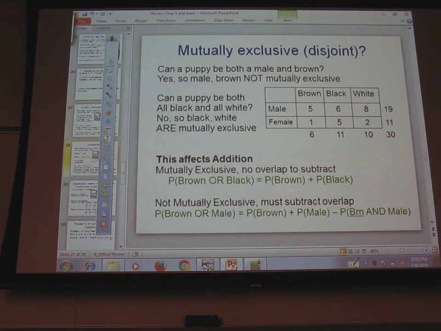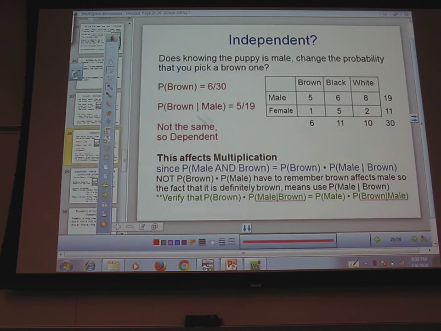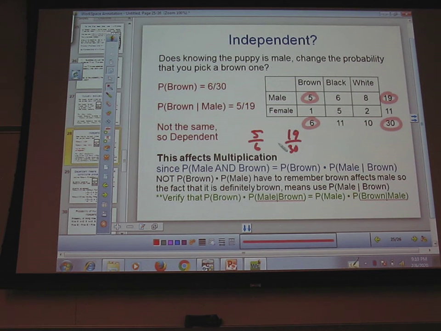The other thing that I think people get confused about is this whole independent thing. How do I know if male and brown are independent? There's 2 ways that we talked about figuring that out. One is figure out the browns and the males, male brown, male, and the total, and find the ratios. So is 5 out of 6 equal to 19 out of 30? It's not equal, so it's dependent. Everybody on board with that part?